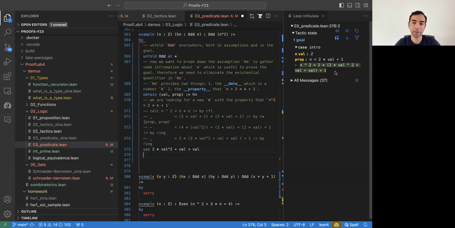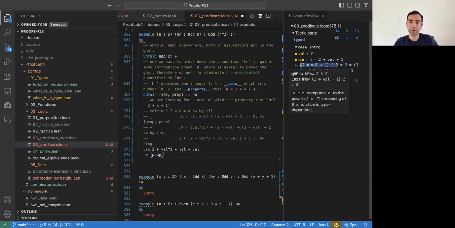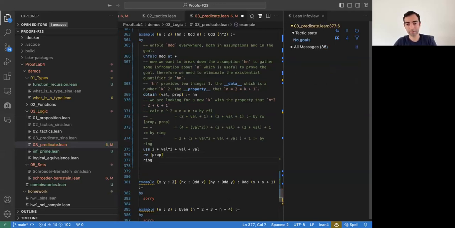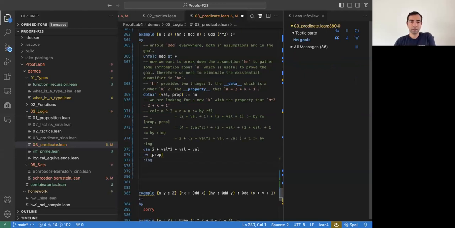So to actually prove this goal, we have to substitute n by 2 times val plus 1 so that we get somewhere. So let me substitute n by 2 times val plus 1. That's going to be rewrite prop. So that's what it did. Our goal is now similar looking things, because they have this parameter val in them. And the idea is, if you raise this to the power of 2, that's what you would get, right? And hopefully here ring would help us, right? So it did. Okay, so that was the proof.